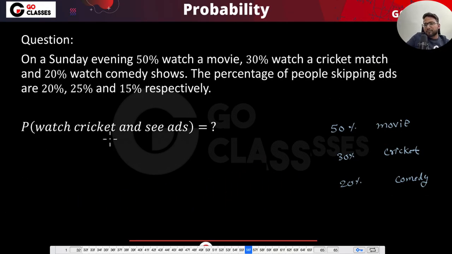Now they've asked something, but before that, can you make a tree diagram? First tell me, will you first be skipping the ad, or first watching some show, movie, cricket or comedy? Just think about it naturally.